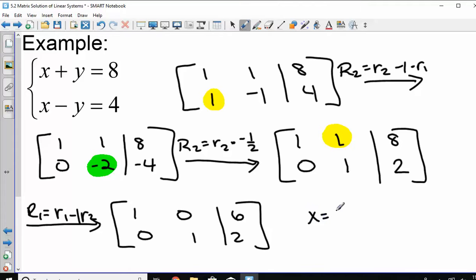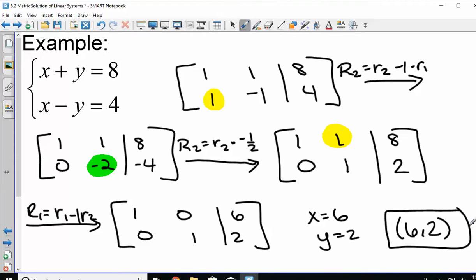So our solutions, we have x equals 6, y equals 2. So it's the ordered pair 6, 2. If you were doing this on your homework and you want to know if you got the right answer, what would you do? Other than raise your hand and ask me if you got the right answer. Yeah, plug it in. 6 plus 2 equals 8. 6 minus 2 equals 4. It works.